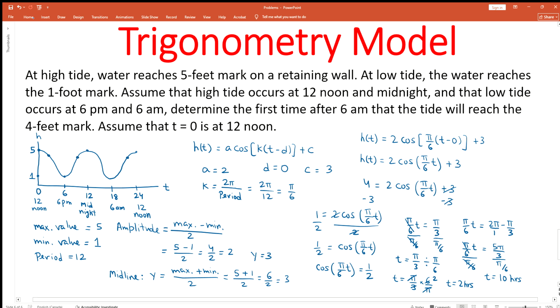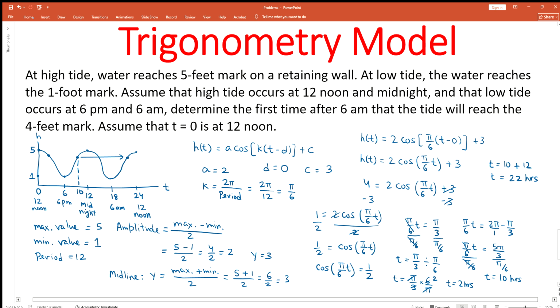As per this sketch, the first time that the tide will reach the 4 feet mark after 6 a.m. should be between 18 and 24. We can get that value by adding the period to the solution we got in quadrant 4, which is 10 hours, because the period of this function is 12. So the answer is t equals 10 plus 12, which is equal to 22 hours.